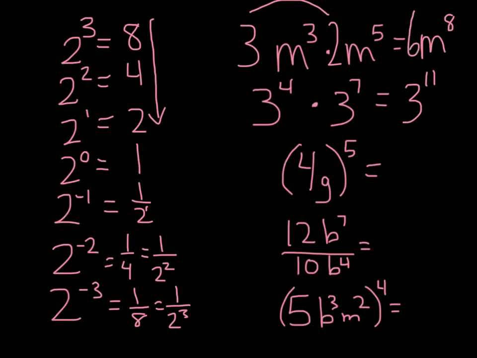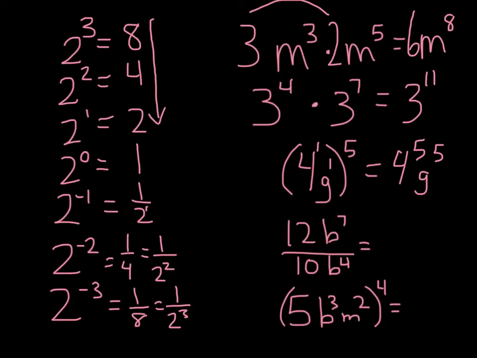Next one is a power of a product. I have 2 different things, so it's kind of like the distributive property. Each thing needs to go to the 5th power that's inside that parenthesis, because the 5th power is actually touching the parenthesis. So there's an understood first power here and an understood first power here. So 4 to the 5th power, g to the 5th power.